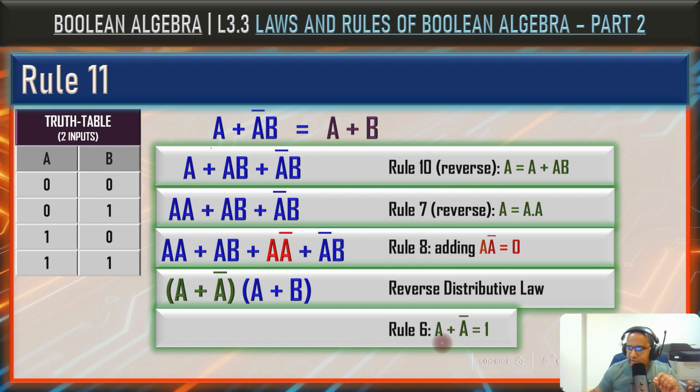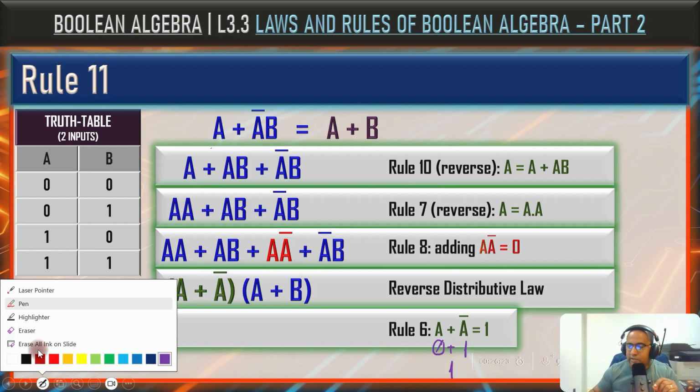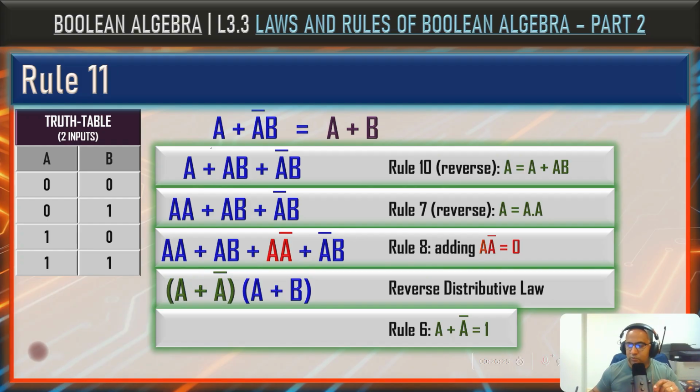Let's quickly verify this. If a equals 1, so 1 plus its complement, that is 1 plus 0, results in 1. Okay? And if a is 0, so a plus its complement, that is 0 plus 1, results in 1. Okay? And that's why any variable added to its complement always results in 1.